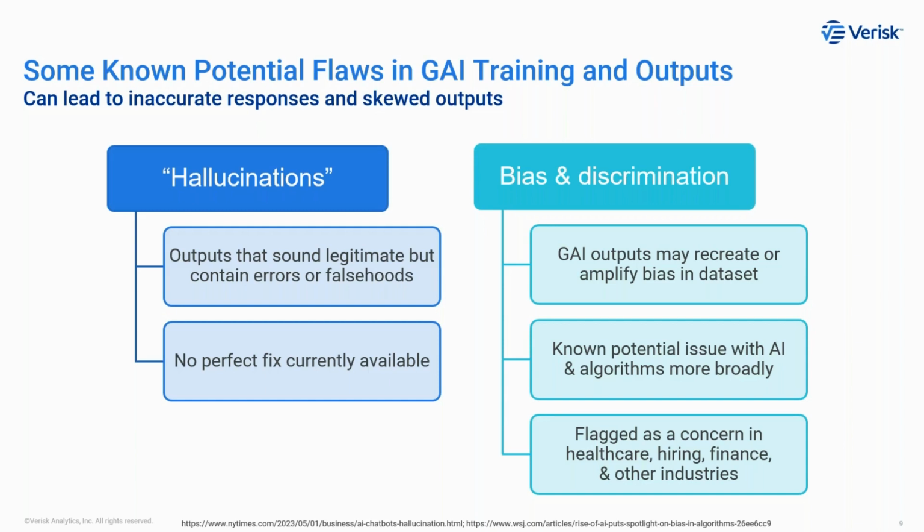On the right, it's also possible that GAI tools may recreate or amplify bias that exists in their datasets. This could lead to discrimination in the tool's outputs or applications along the lines of race, gender, age, or other characteristics. This is a known potential issue with AI and algorithms more broadly. So it's also been flagged as a concern in GAI by some observers, including researchers at academic and government institutions. And it could come up in a variety of industries, including healthcare, hiring, and finance, if these tools are applied in similar ways.